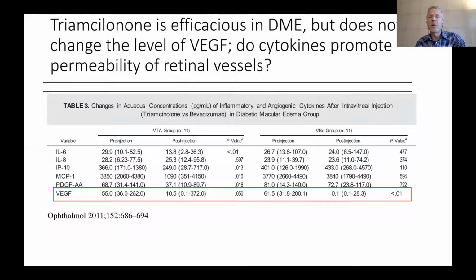And you can see here that if we look first in the anti-VEGF treated group at the pre-injection and the post-injection level of cytokines and VEGF. So before we look at the data, note that there are cytokines in addition to VEGF in patients with DME. And if you treat them with bevacizumab, the level of cytokines doesn't change because that's not what anti-VEGF recognizes. Instead, the level of VEGF crashes, and that's exactly what it's supposed to do.